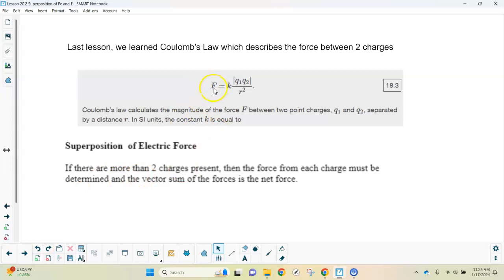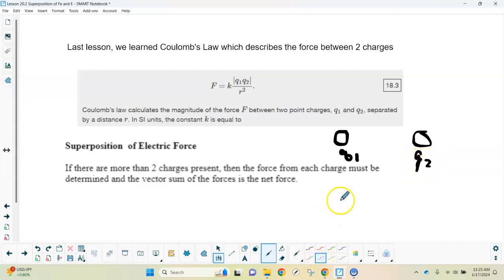So F or Fe for the electrical force is equal to K, which is Coulomb's constant, which we use 9 times 10 to the 9th for, times the absolute value of Q1 and Q2, which are the two charges involved, and then R is the separation between those charges. So again, if we had a charge here, which we could call Q1, and a second charge, Q2, and they're separated by some amount of space, which they call R, we can find the force of either attraction or repulsion based on that formula.